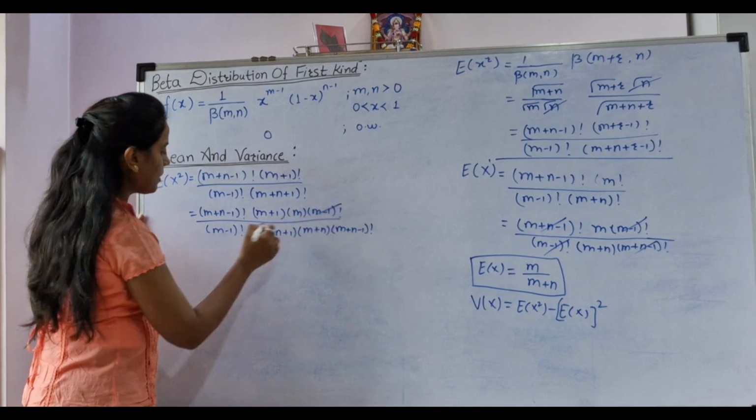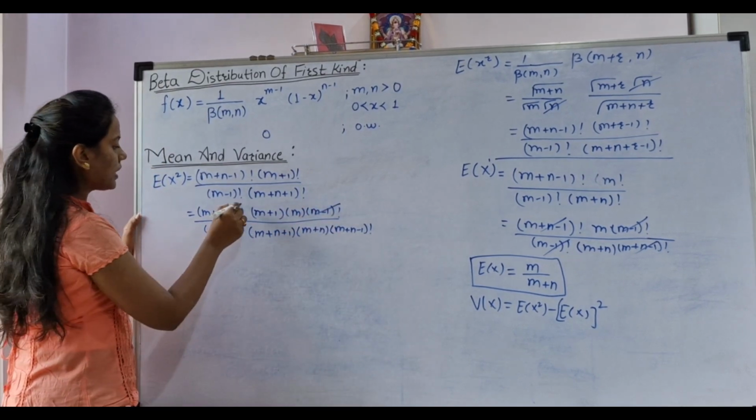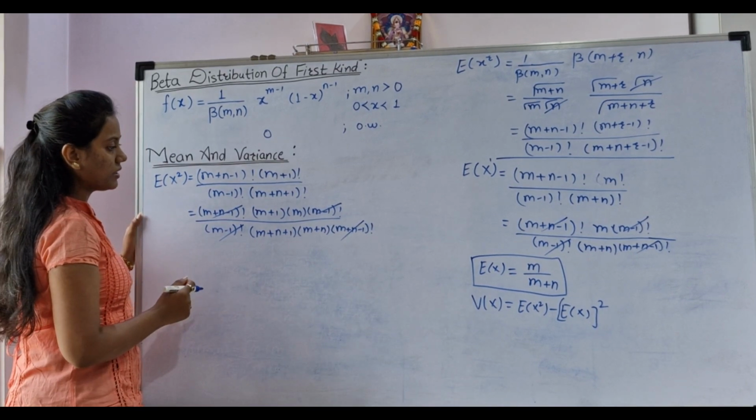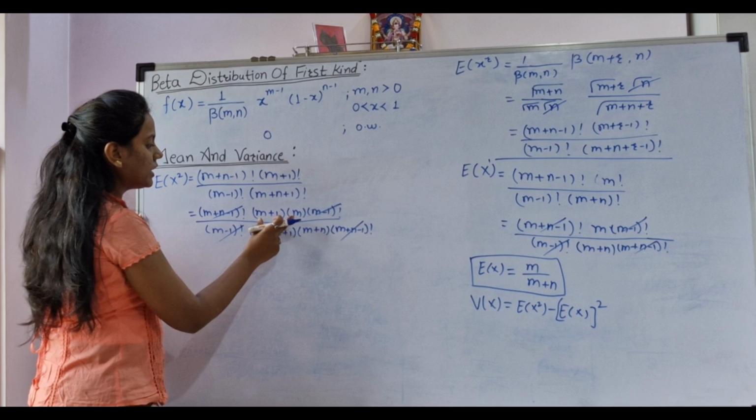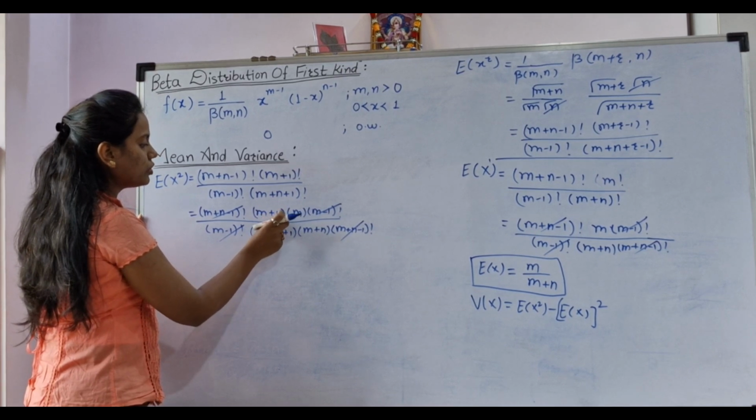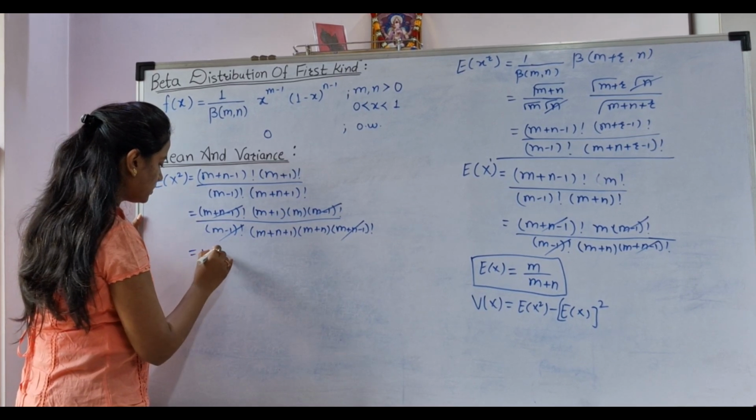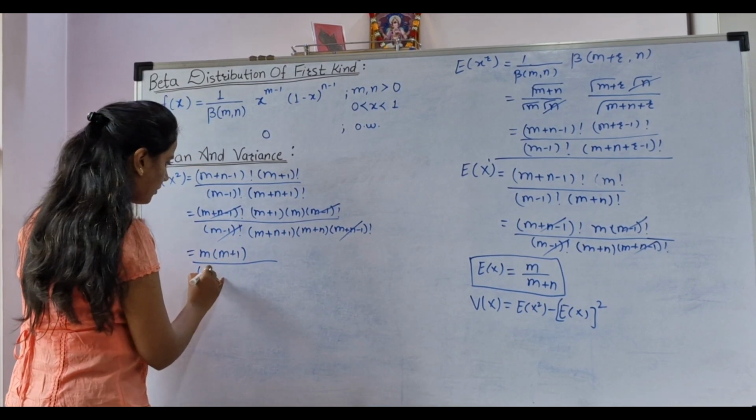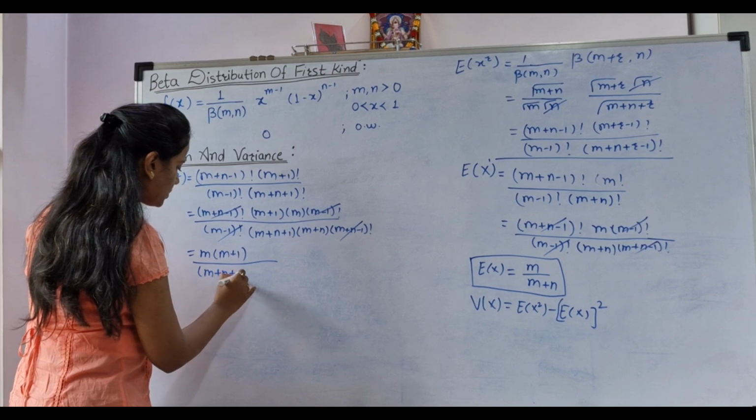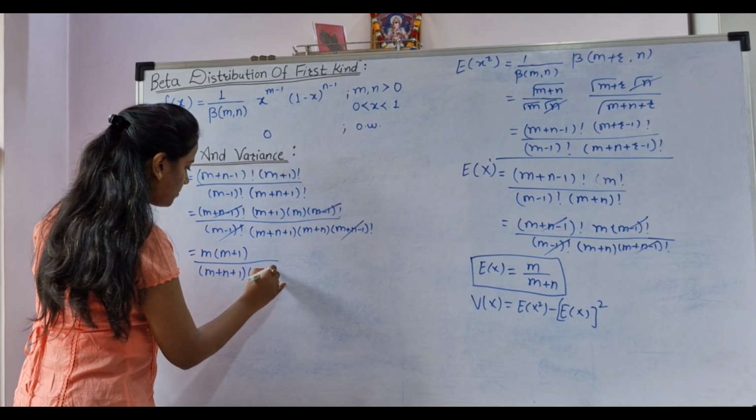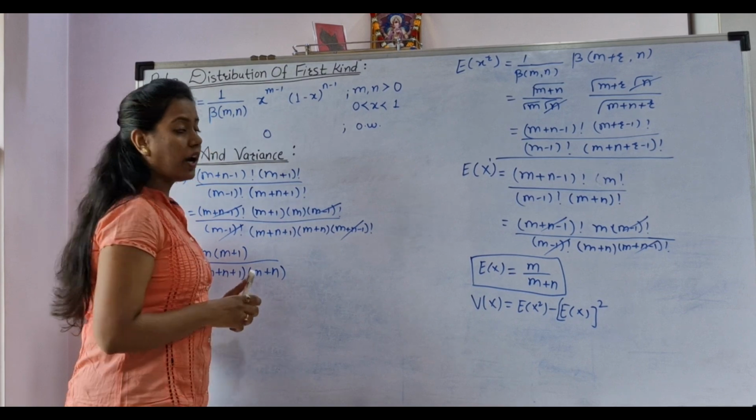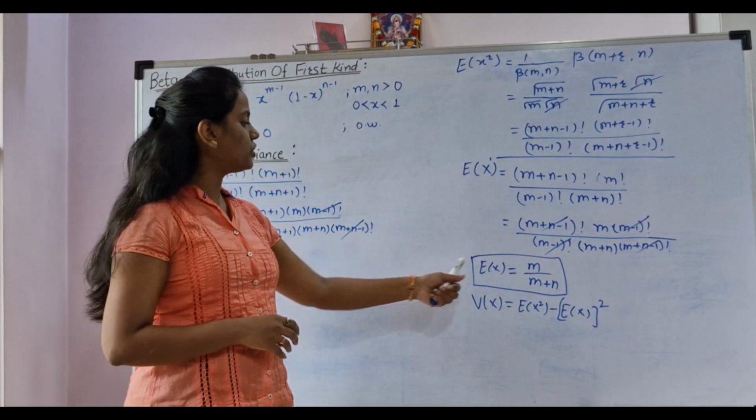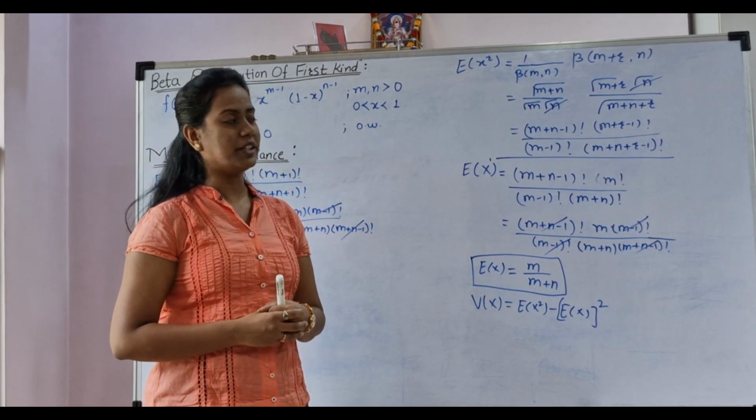Right? Now here m minus 1 factorial will get cancelled. M plus n minus 1 factorial will also get cancelled. So now what we are getting here in the numerator, m into m plus 1 and in the denominator we have m plus n plus 1 into m plus n. Okay. Now we want to find out variance of x. So let's put these two values in the formula.